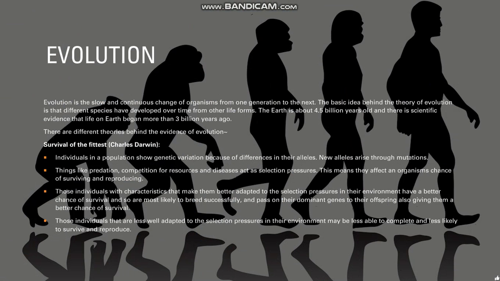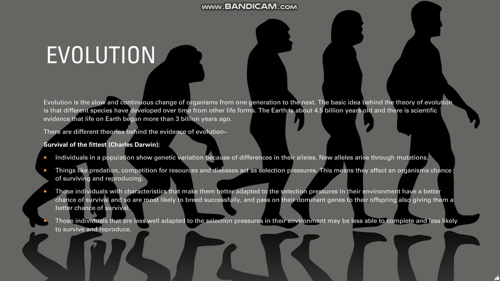The Earth is about 4.5 billion years old, and there is scientific evidence that life on Earth began more than 3 billion years ago. Survival of the fittest, from Charles Darwin. Individuals in a population show genetic variation because of differences in alleles. New alleles arise through mutations. Things like predation, competition for resources, and disease act as selection pressures.